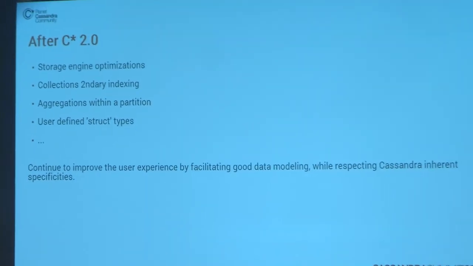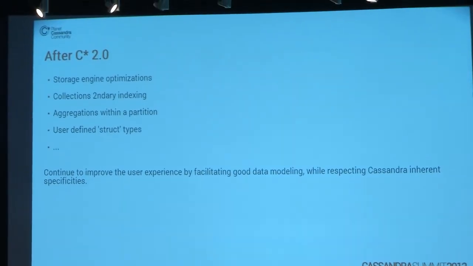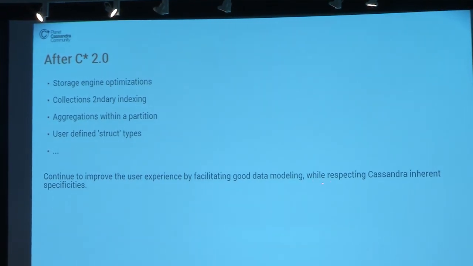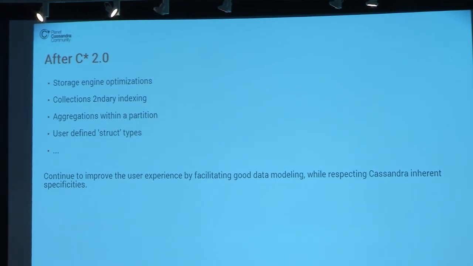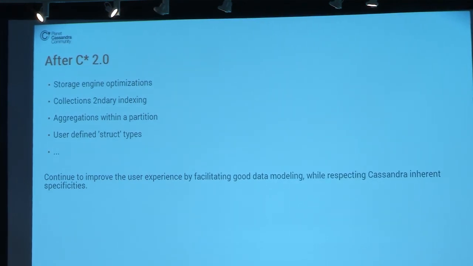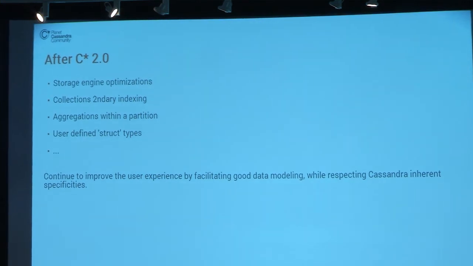And after Cassandra 2.0, what we're going to do is continue to improve that user experience, to make it easy to do good data modeling, to promote the good things. But it's really an API for Cassandra. We don't want to be unfaithful to Cassandra in a way. We really care about Cassandra, and we don't care about SQL. We know everyone knows SQL. We want to make it easy to be productive, but what we care about is Cassandra.